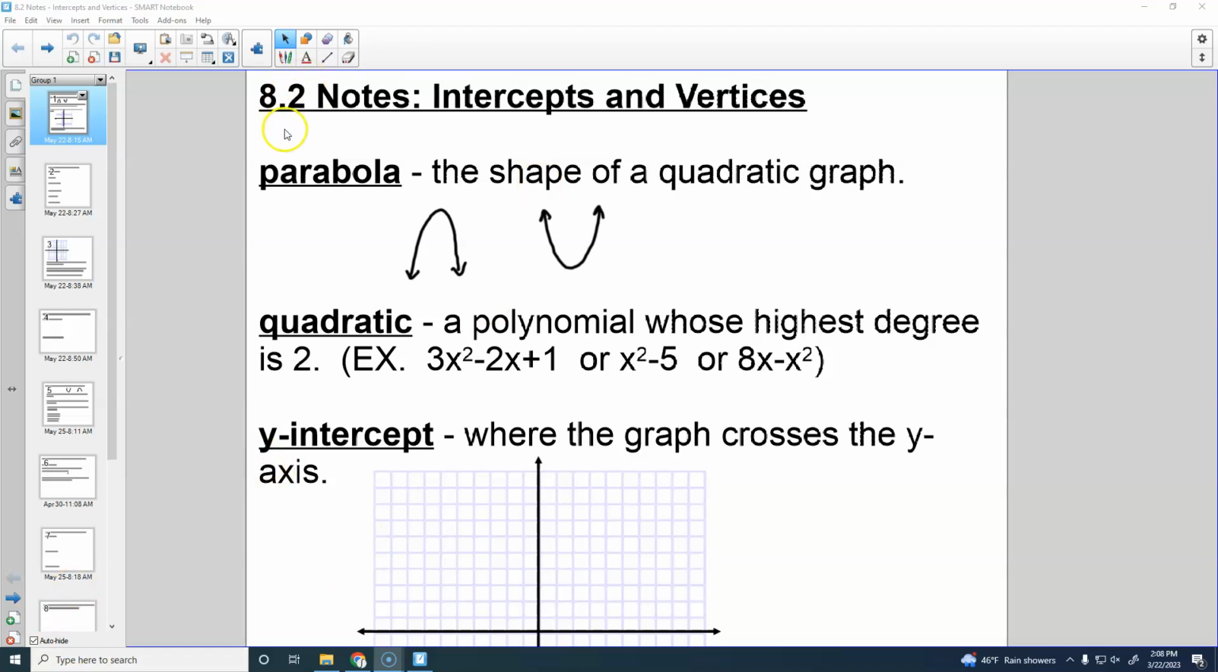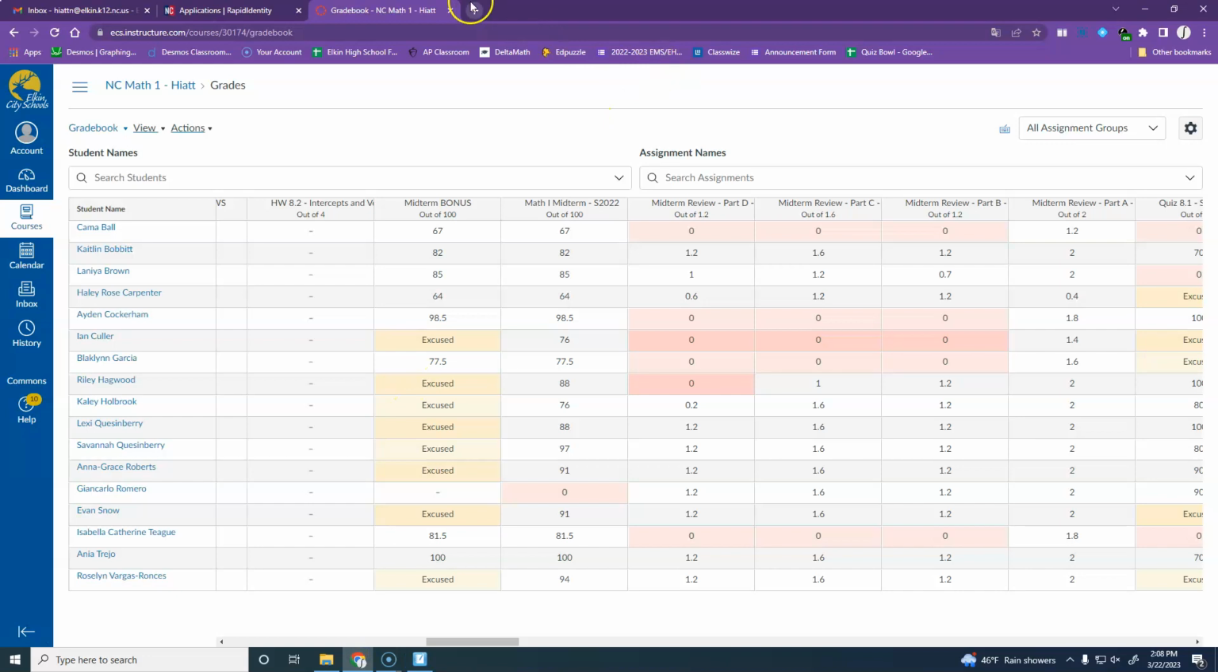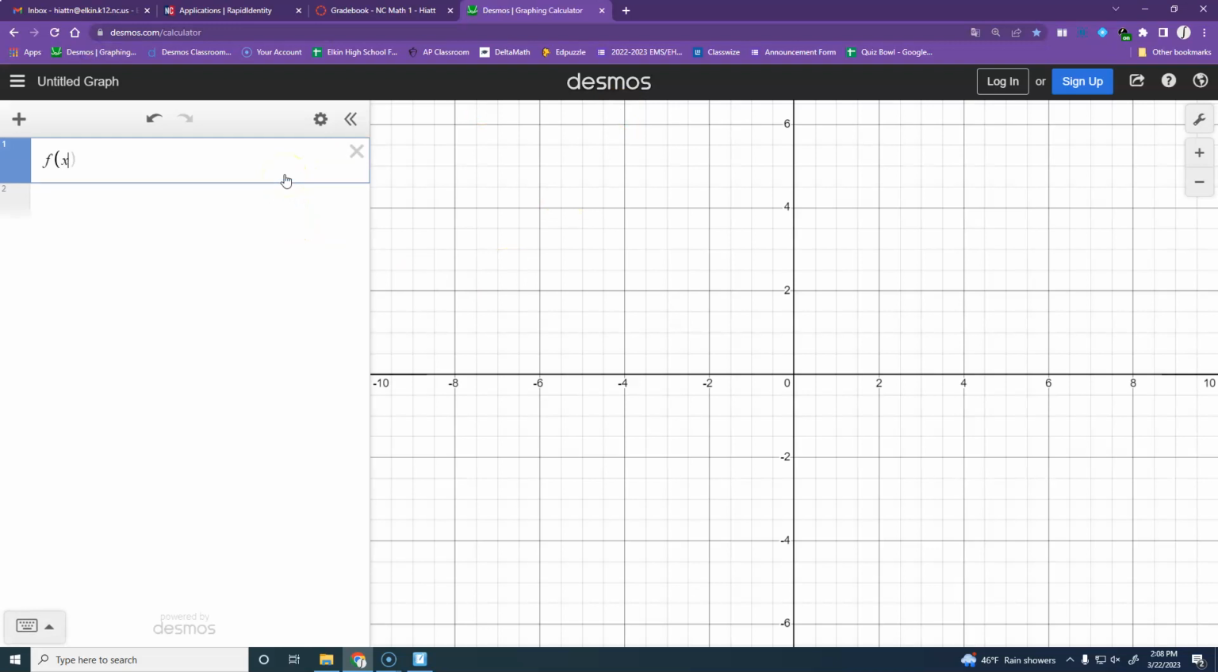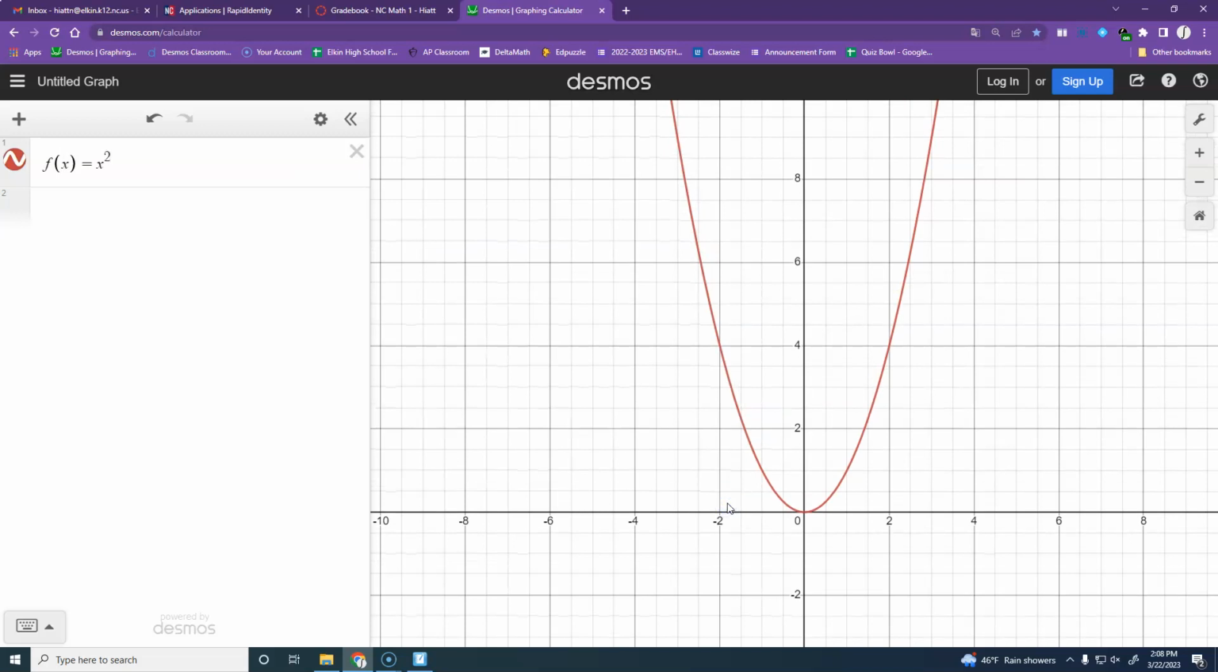Okay, so two terms that sometimes are used interchangeably, but they mean something a little bit different, are parabolas and quadratics. A parabola is the shape of a quadratic graph. I've drawn this little upside down U shape and this U shape over here, but let me flip over to Desmos and actually just graph it so you guys can see perfectly what it looks like. There is what a parabola looks like.